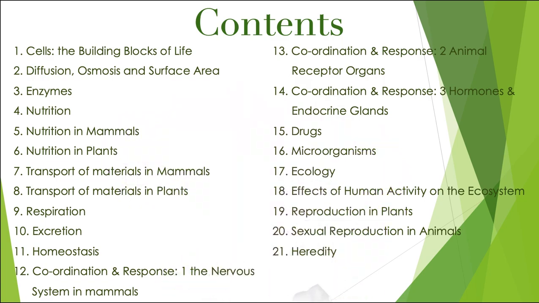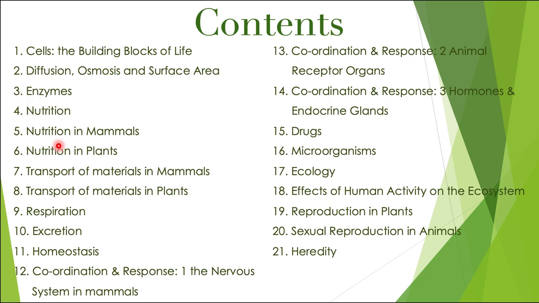All the chapters that we are going to go through in this course. So as you can see, in total we have 21 chapters. So let's see what we have here. The first chapter of this series is going to be about cells, which are the building blocks of life. I'm going to teach you everything about these basic constituents of living organisms. Then in the second chapter, we're going to learn about diffusion, osmosis, and surface area. After this, enzymes. These are what break down our food and help them digest in our bodies. And the fourth chapter, we're going to learn about nutrition.